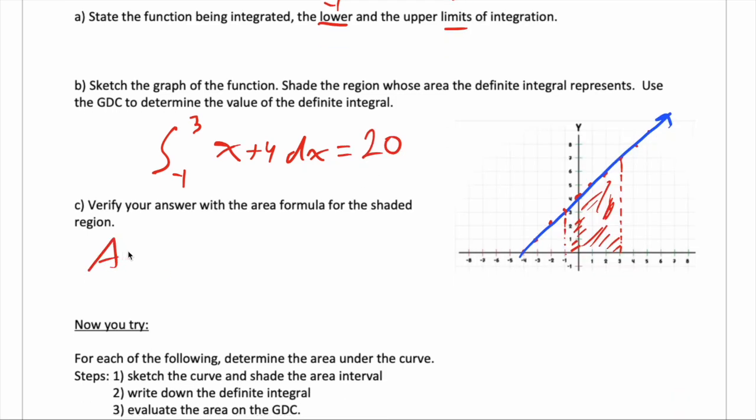Okay, we can do it with the trapezoid formula. This is 3, and this one here is 7. The height from negative 1 to 4 is 4. So that is indeed 20.